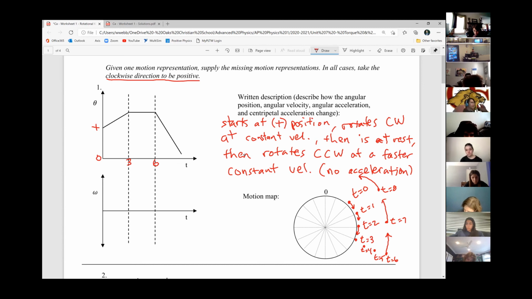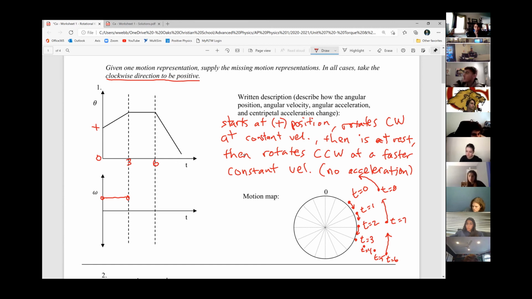Any questions about the written description or the motion map? All right, how about the omega versus t? Instead of displacement versus time, what about velocity versus time, angular velocity versus time? What's the graph going to look like in the first 3 seconds for omega versus t? It's going to be horizontal above the t-axis. Okay, so I'm going to have something like that, a segment where it's going at a constant positive velocity.